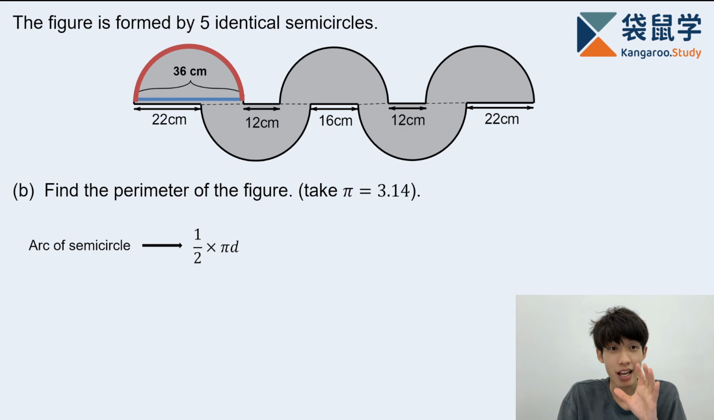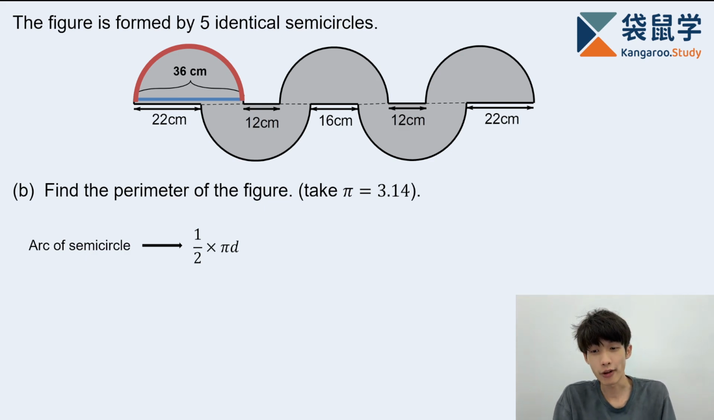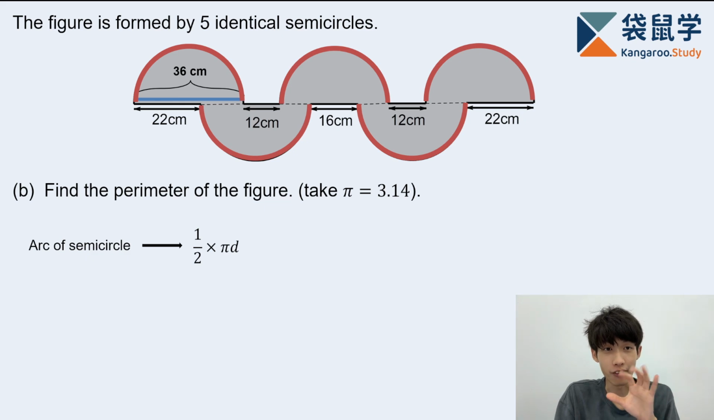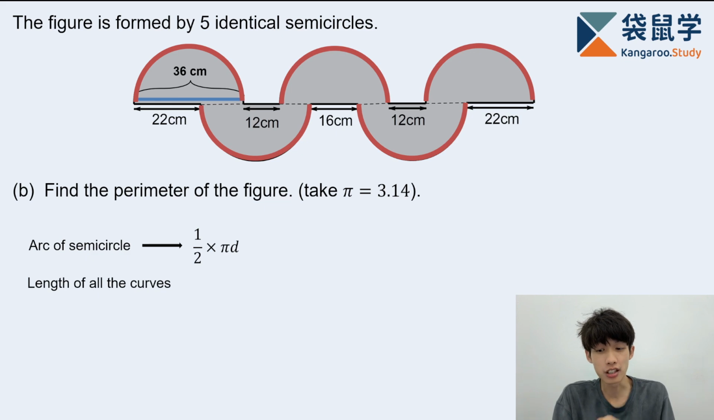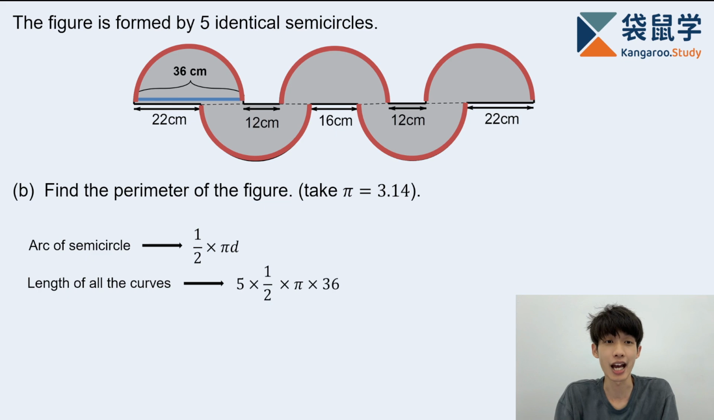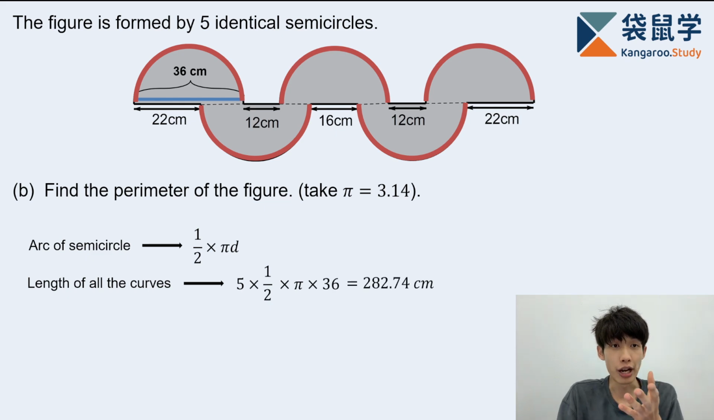And how many identical arcs do we have inside this perimeter? Let's try to count. We have 1, 2, 3, 4, 5. We have a total of 5 of this kind of arc. So if we calculate the length of all the curves, we have 5 times 1/2 times pi times d, taking d as 36. Let's do the calculation and we get 282.74 centimeters. But is it the answer for this question?